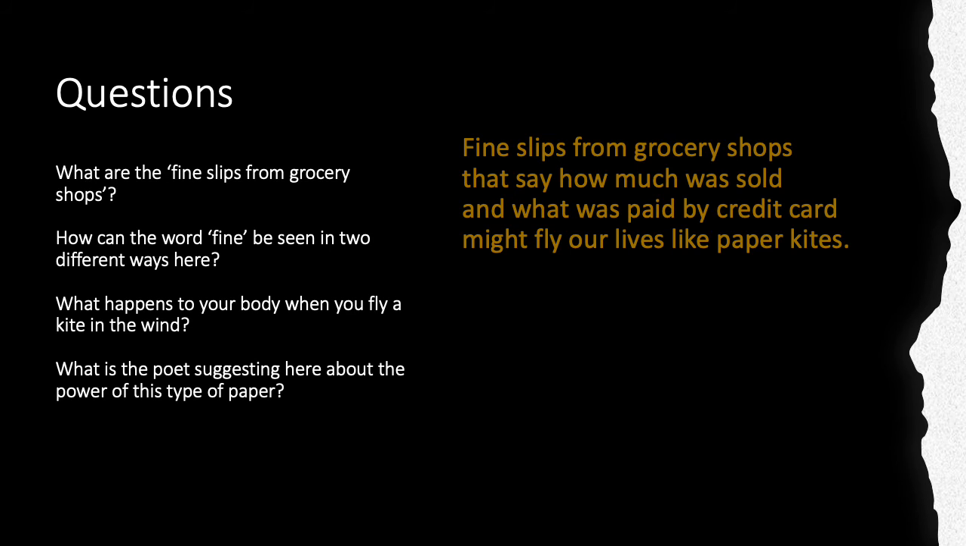The third question, what happens when you fly a kite in the wind and it's very windy? What happens to your body when you fly a kite in the wind? And then the answer leads us to the final question, which is what might the poet be suggesting here about the power of this type of paper? So what is the poet suggesting here about the power of this type of paper?